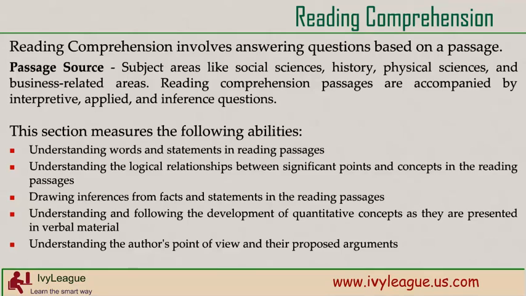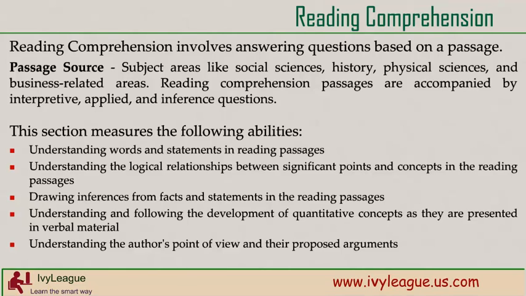Both sections of verbal reasoning have approximately 10 reading comprehension questions each. The reading comprehension part involves answering questions based on a passage. This seems to be a familiar area, as we all have done a lot of practice of reading comprehension in our schools, but the reading comprehension done in schools is straightforward, while reading comprehension of GRE is pretty confusing and sneaky. Reading passages contain material from subject areas like social sciences, history, physical sciences, and business-related areas.